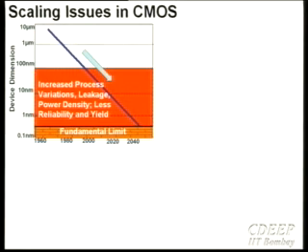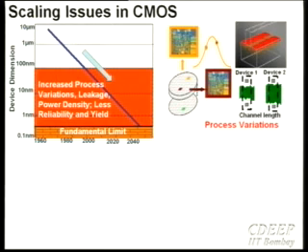There are various types of reliability that one has to look at in scaled technologies: bias temperature instability, some of the hot electron effects, and in fact, time-dependent dielectric breakdown. Those are certainly some of the ones that one has to look at.